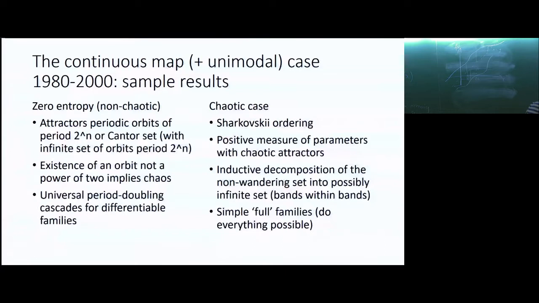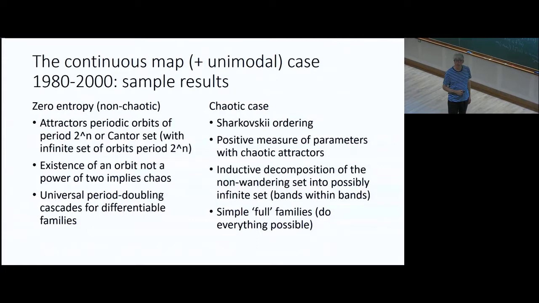You've got the boring case: suppose things are not chaotic. Then the rather remarkable thing, and again surprisingly easy to prove, is that if you've got no chaos, then the only orbits you can have are orbits of period 2 to the n. I'm not talking about attracting chaos here, I'm just saying if it's chaotic. So if you've got a smooth map that is not chaotic, then the only periodic orbits you can have are period 2 to the n. Sorry, I'm working now in PowerPoint, and so I've used the LaTeX to indicate 2 to the n. Or a Cantor set, in the limit, you can have a Cantor set with infinite sets of orbits of period 2 to the n. In other words, the existence of a periodic orbit which is not a power of 2 implies chaos in the smooth world.